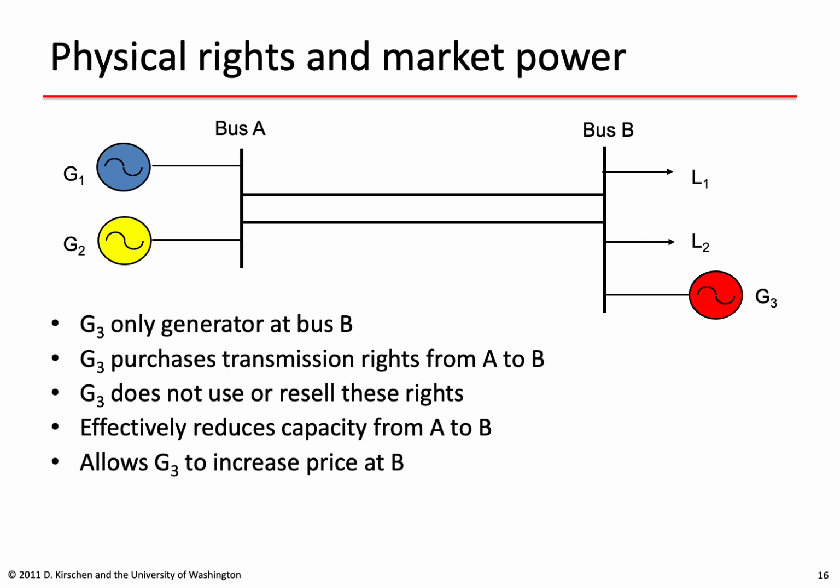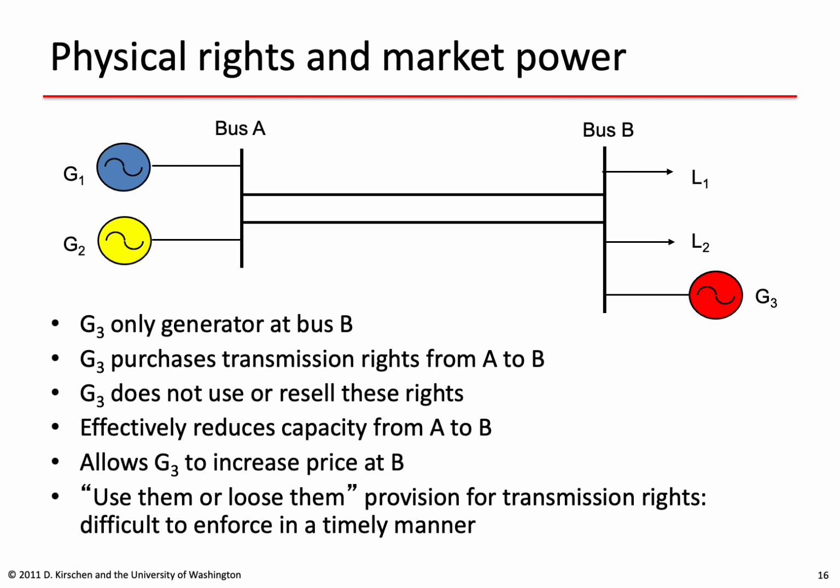Now you could suggest that we could introduce a use them or lose them provision when you buy transmission rights, meaning that either you are going to use these transmission rights or somebody else gets to use them. In theory, that's nice. In practice, it would be very difficult to enforce this provision in a timely manner because G3 could pretend until the very last minute that it will be using these physical rights, and then when it's too late, well, it's too late to do anything about it.